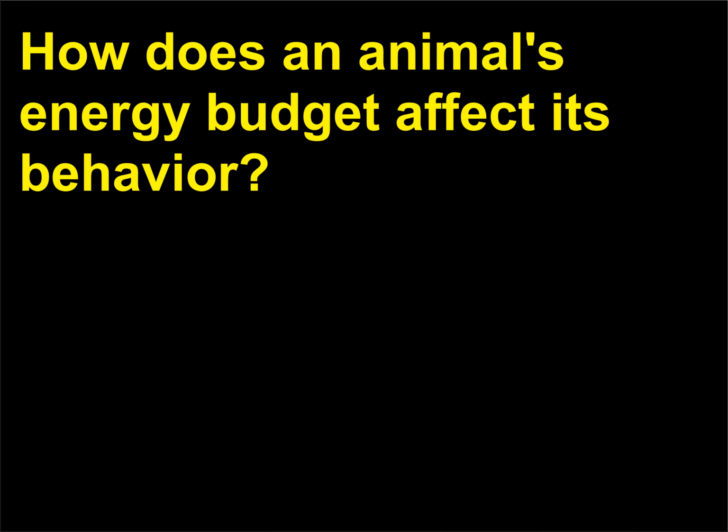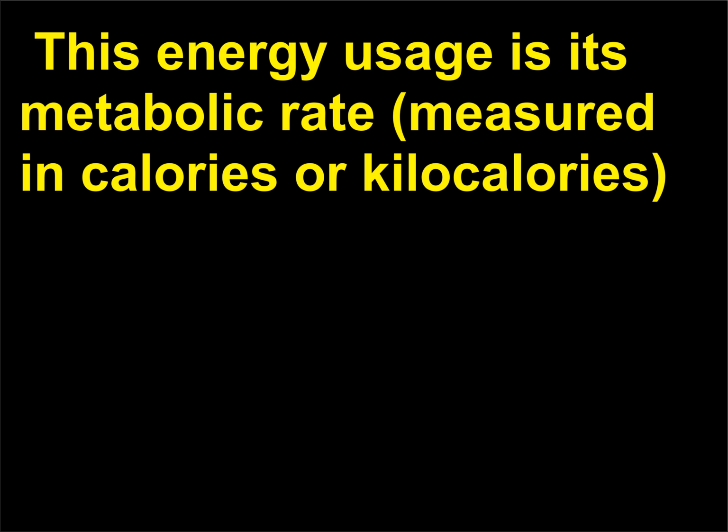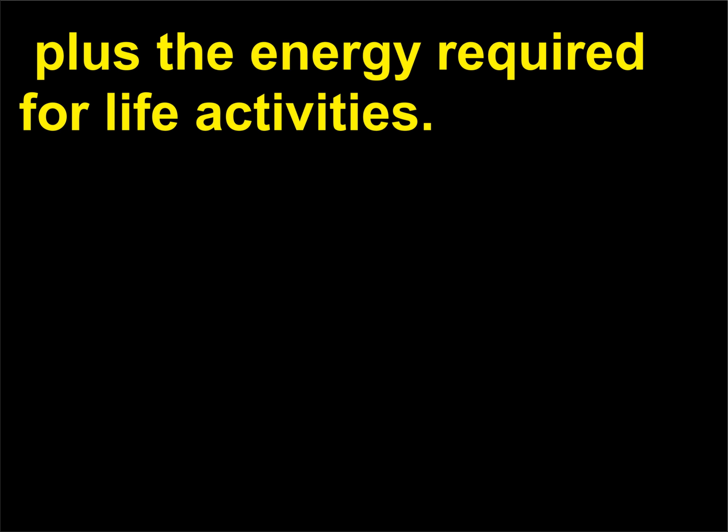How does an animal's energy budget affect its behavior? Every animal has a finite amount of energy available for use in a unit of time. This energy usage is its metabolic rate, measured in calories or kilocalories, plus the energy required for life activities. The energy budget places limitations on an animal's behavior.